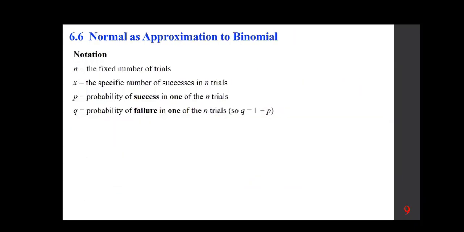Now, I think everybody is familiar with the notation. We have seen it when we dealt with the binomial distribution. N is the number of trials, or the fixed number of trials. X is the specific number of successes in n trials. And again, remember success. P is the probability of success in one of the n trials. Now, success doesn't necessarily mean something positive. And of course, Q is the complementary event, 1 minus P.